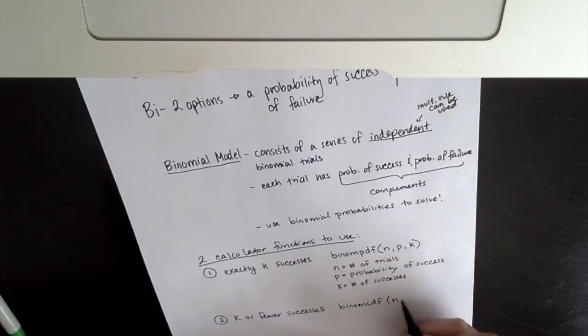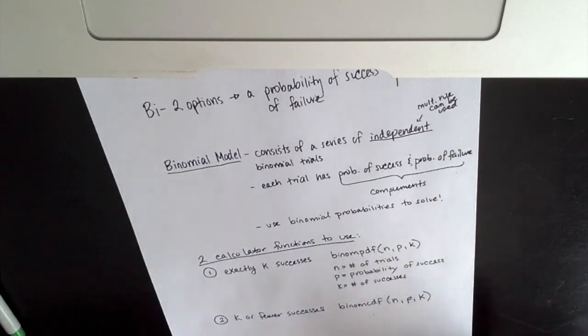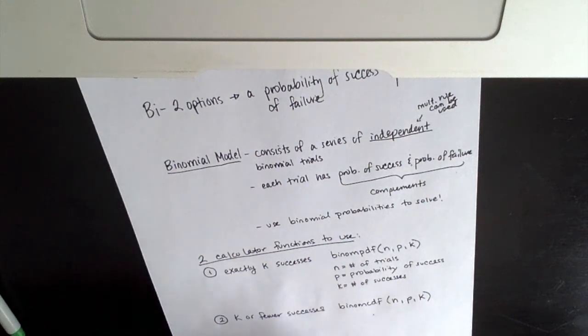And it has the same entries, n, comma, p, comma, k. Okay? So k, again, if it was 2, the binomial CDF would say, well, we're going to take the PDF at 2, we're going to add it to the PDF at 1, and we're going to add that to the PDF at 0. So it takes all the values and adds them all together. Okay?